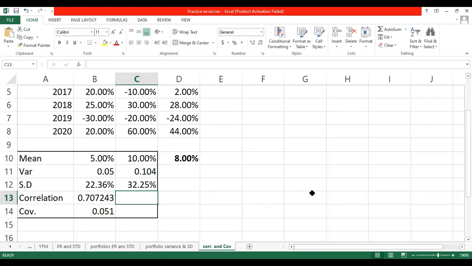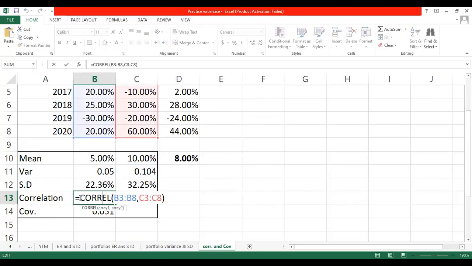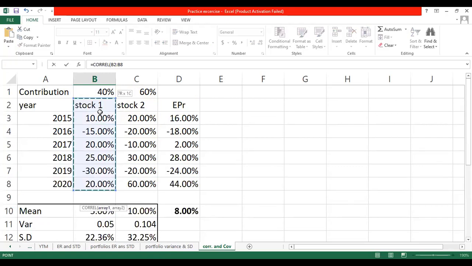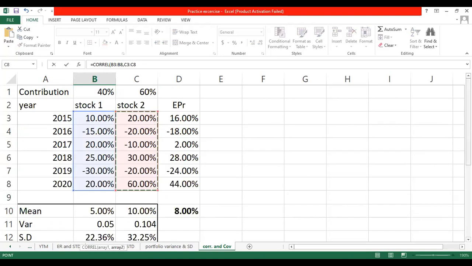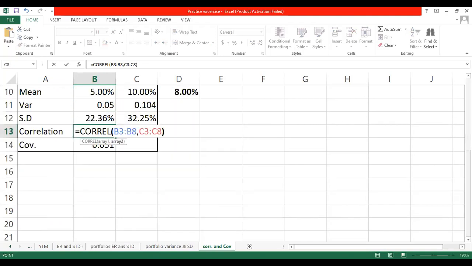Now we wanted to calculate the correlation between the two stocks. So if we apply the formula like correlation, return of stock 1, comma, return of stock 2. That is a correlation, 0.7. You know about it. What is the interpretation of 0.7? So it's a positive correlation between the two stocks.